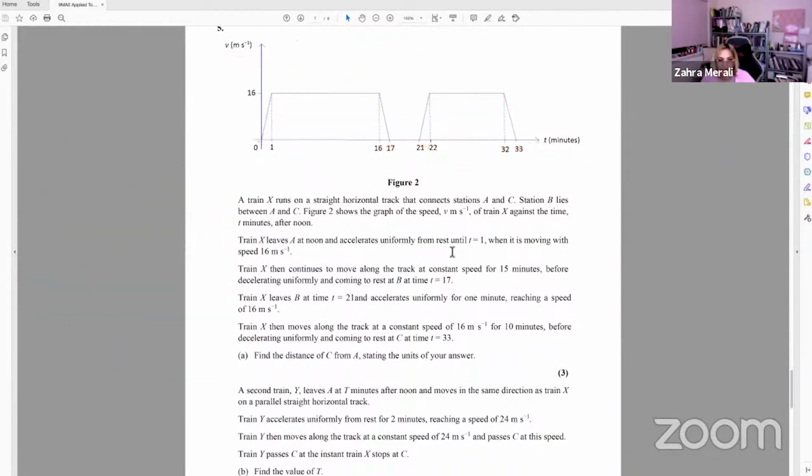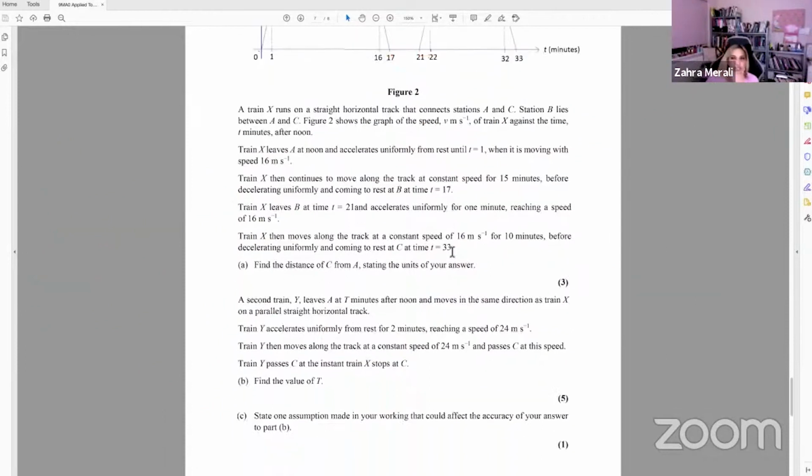All right, let's scroll up. State one assumption made in your working that could affect the accuracy. Well, the trains we assume are just particles, so they have no length, which doesn't really make sense. The platforms, we haven't considered how long they are. Anything sensible, you know? Generally talking about the assumptions of length is usually a good one to do.